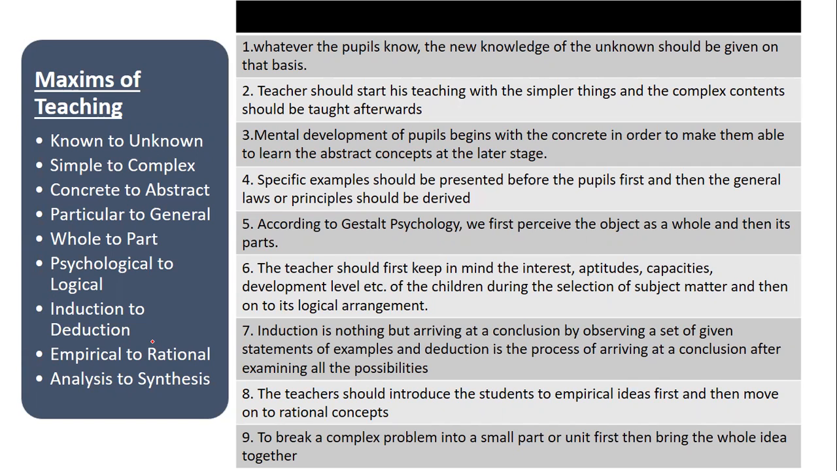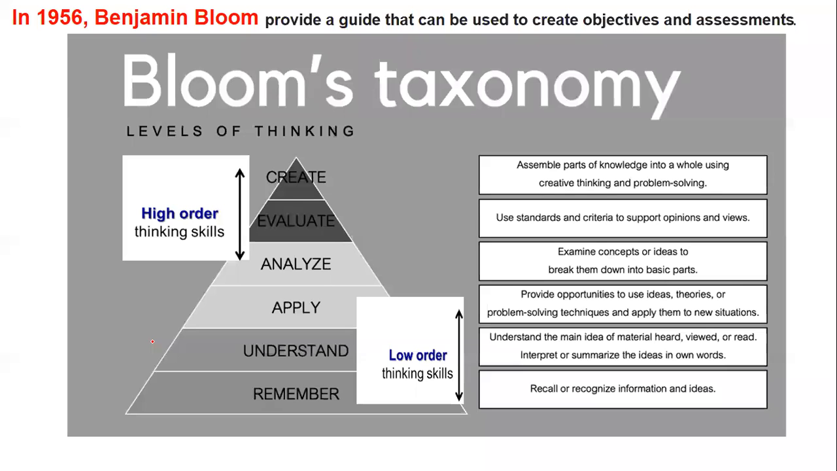Start with what is known to what is not known. Start with simple, end up with complex. Start with something very concrete and take things to abstract. Start with specific examples and end up with the principle. Start with Gestalt psychology: first perceive the whole object and then the parts. Then, with the help of mental interest and aptitude, take the students to the logic. Observation leads to conclusion. Students have to be given empirical ideas first and then move to rational concepts, and analysis means breaking complex things into parts and then into the whole idea. This is what the maxims of teaching relate to.